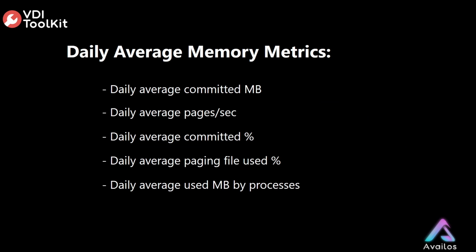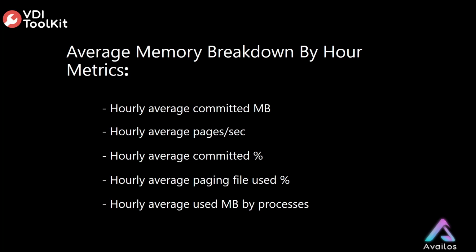Okay, so the daily average memory metrics provide information on daily average committed megabytes, daily average pages per second, daily average committed percentage, daily average paging file use percentage, and daily average used megabytes by processes. The memory breakdown by hour metrics provide information on hourly average committed megabytes, hourly average pages per second, hourly average committed percentage, hourly average paging file use percentage, and hourly average used megabytes by processes.